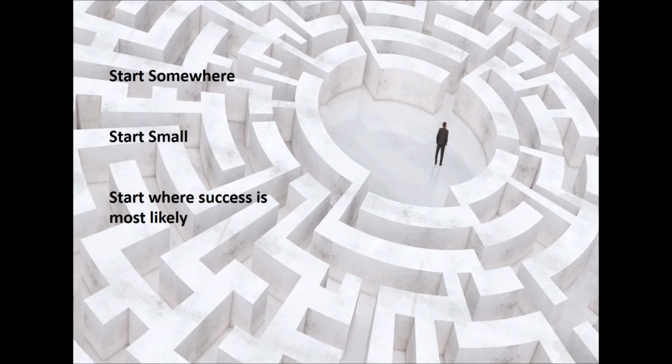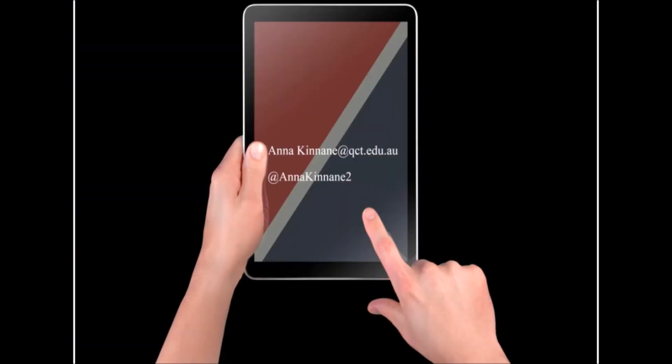The how, you'll need some resources, and that's where the Digital Technologies Hub, I think, is going to be so valuable. And resources are being added to this space regularly. I also would say just start somewhere, even if it's with one content description in your year level. Start small. Start with something that you feel confident that you can achieve, but start where success is most likely. And if you do that, I'm quite convinced that you will have success.